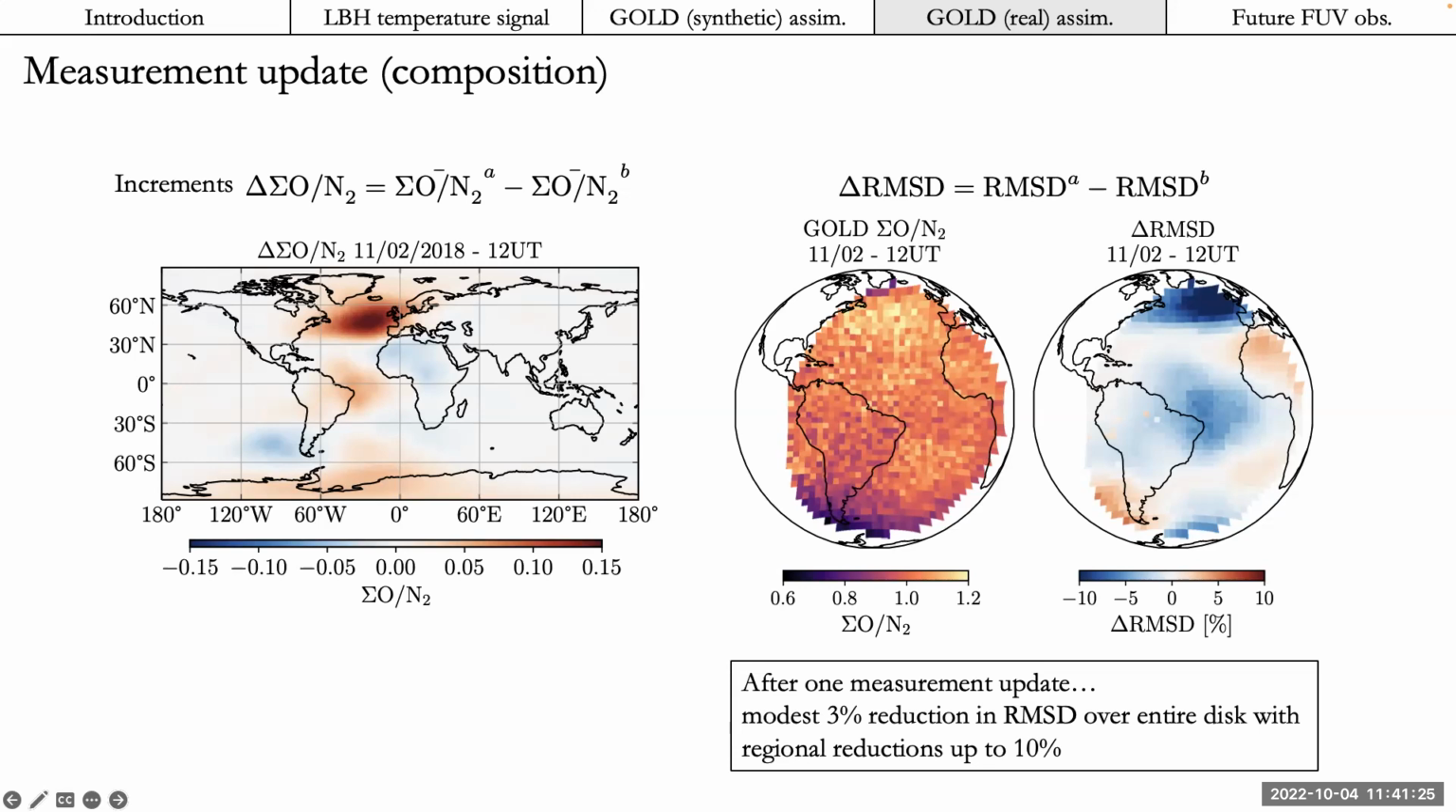And the reason I say independent is that the information we're taking from the LBH bands is different than what is used for determining the O to N2 ratio. For the O to N2 ratio, you're using the absolute intensities and not the shape of the emission features.